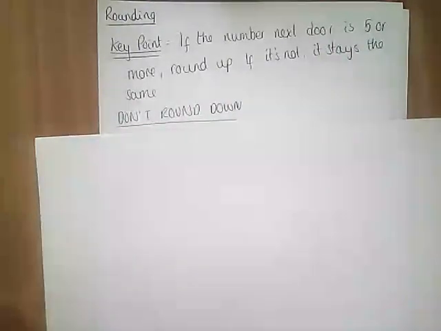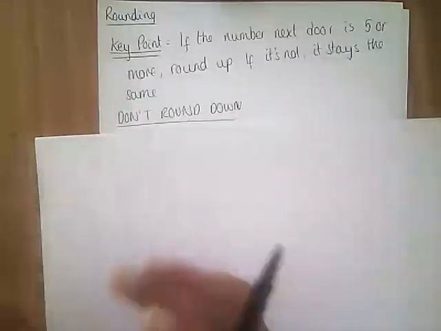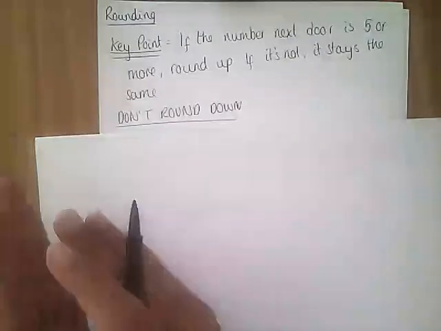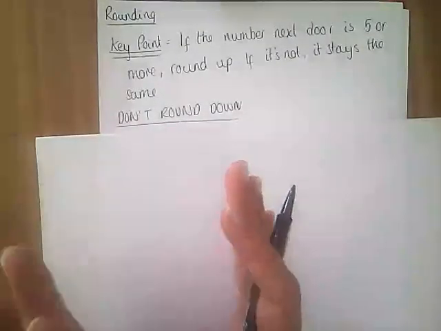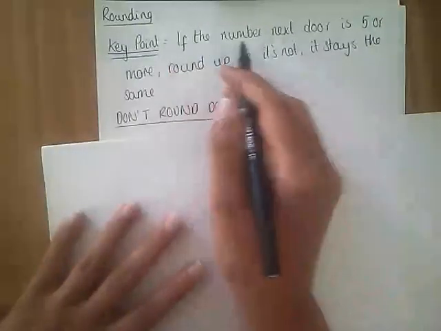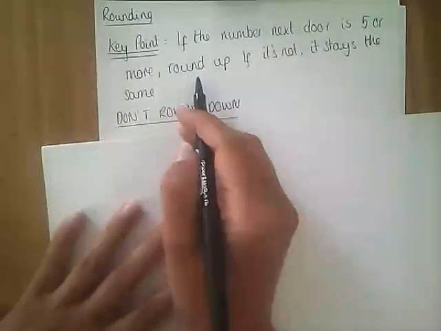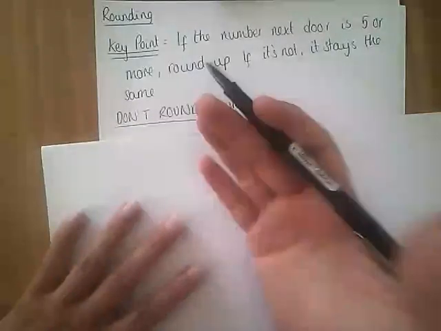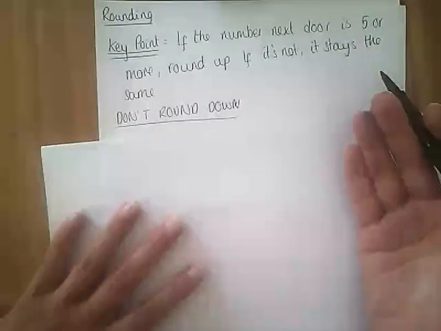So, I've written here a key point about rounding, which says if the number next door is 5 or more, you round up. If it's not, it stays the same. Now, you don't ever round down. So the numbers can never go down. They can either stay the same or they go up. So just be aware of that. This is the key thing to remember. If the number next door is 5 or more, round up. Keep saying that to yourself. If the number next door is 5 or more, round up.